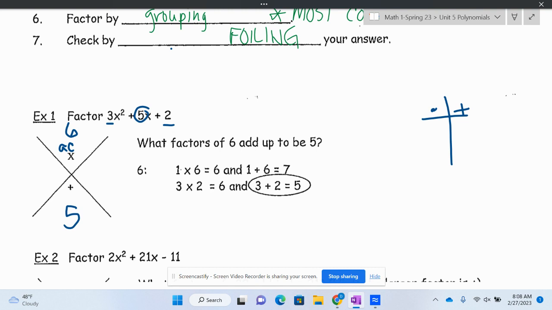So let's see. 6 and 1. 6 times 1 is 6, but 6 plus 1 is not 5. What else? It tells you right here which ones we're using. What are the factors that we're going to use? Yeah, we're going to use 3 and 2. So these are the two factors that we're going to use.